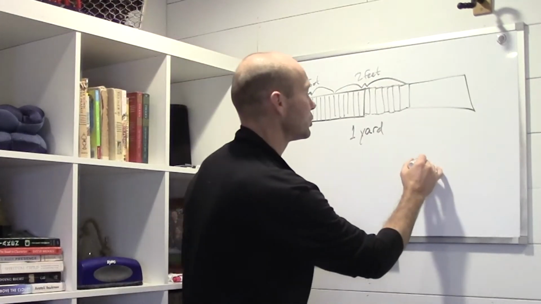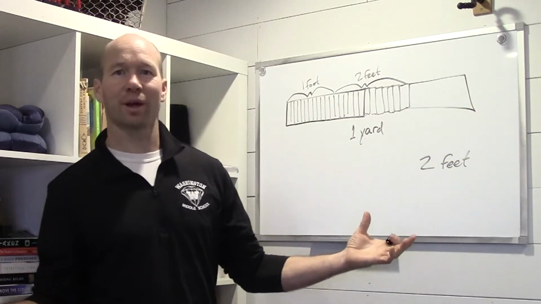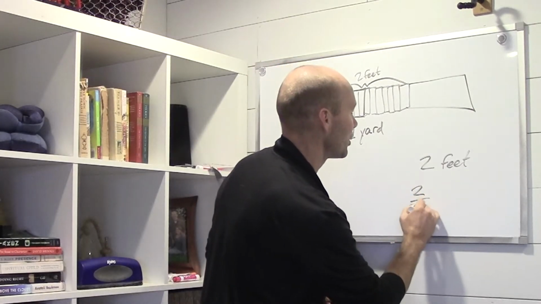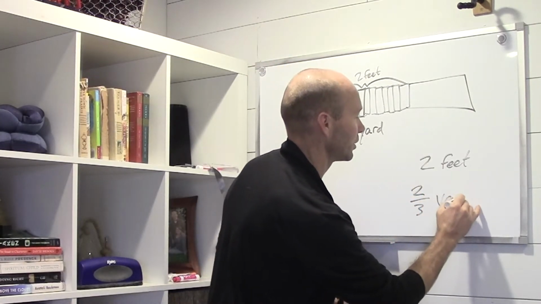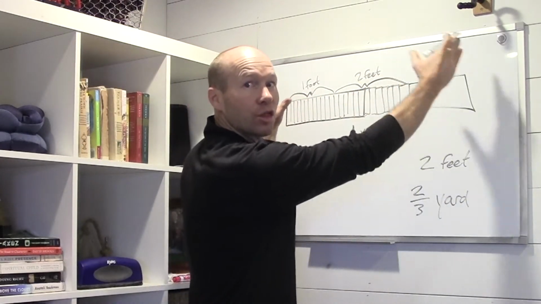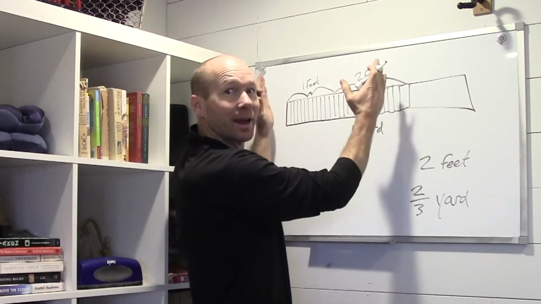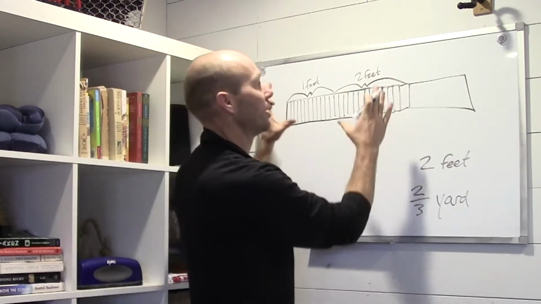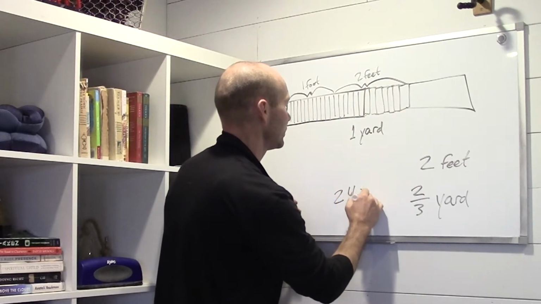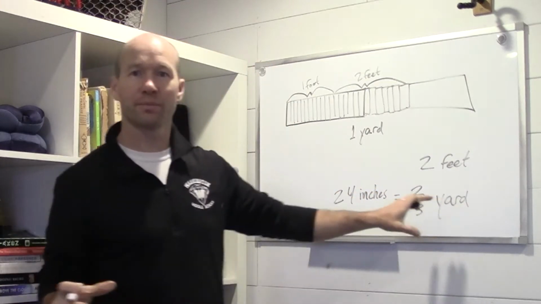So if I have 2 feet, then how many yards do I have? I have 2/3 of a yard. I have 2 out of 3 parts of the yard. The entire yard is 3 feet, and I have 2 of those 3 feet. So 24 inches equals 2/3 of a yard.